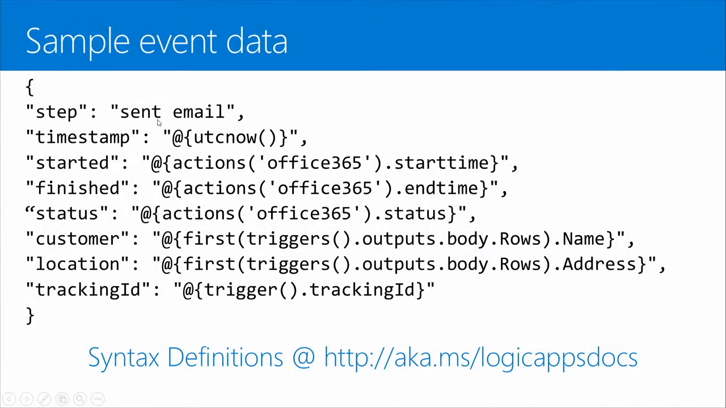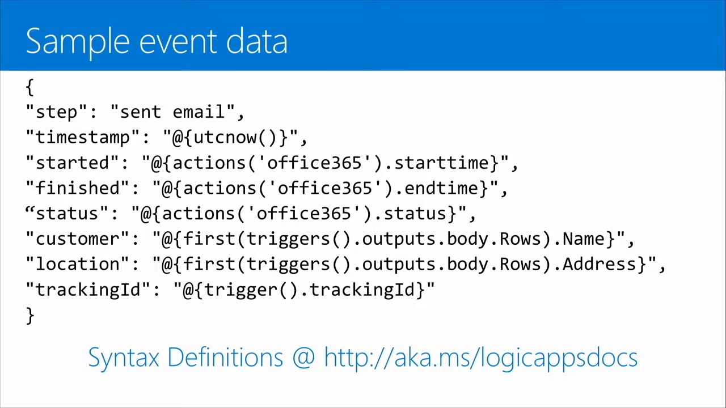For one, let me show you a sample event that we want to send. And this is going to get us more into the syntax as well. So here's a sample event that I want to send over to Azure Event Hub. I want to know what step has just happened. So in this case, the email has just been sent, right? So the Office 365 connector sent the email.